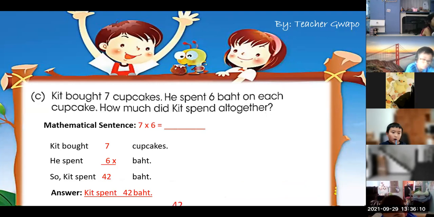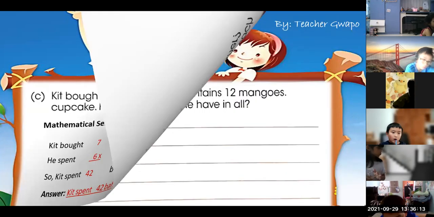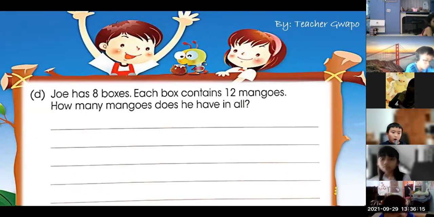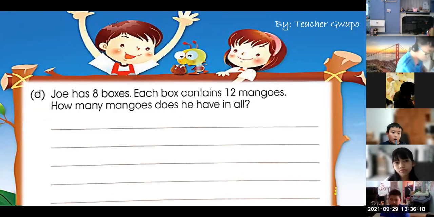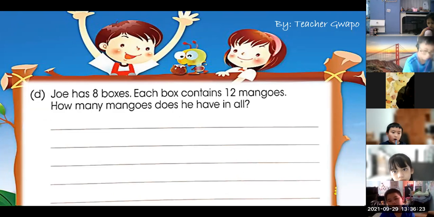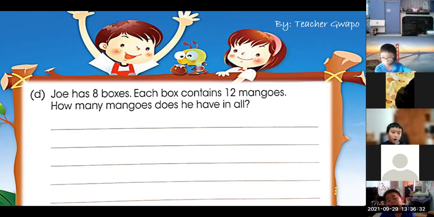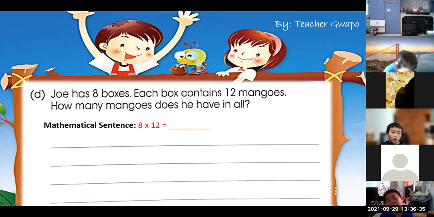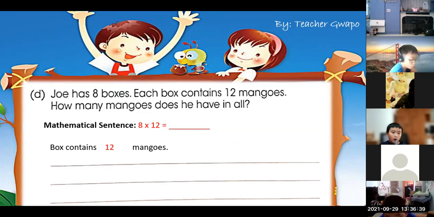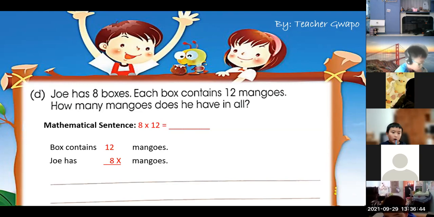Letter D. Joe has 8 boxes. Each box contains 12 mangoes. How many mangoes does he have in all? Joe has 8 boxes, and each box contains 12 mangoes. So that is 8 times 12.